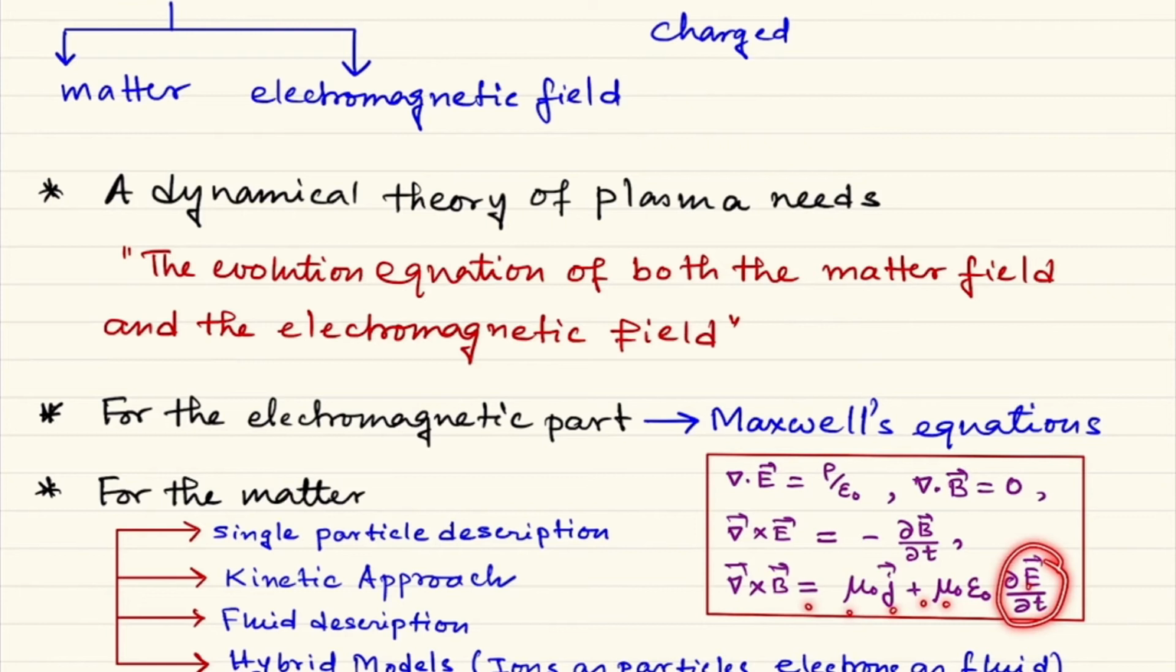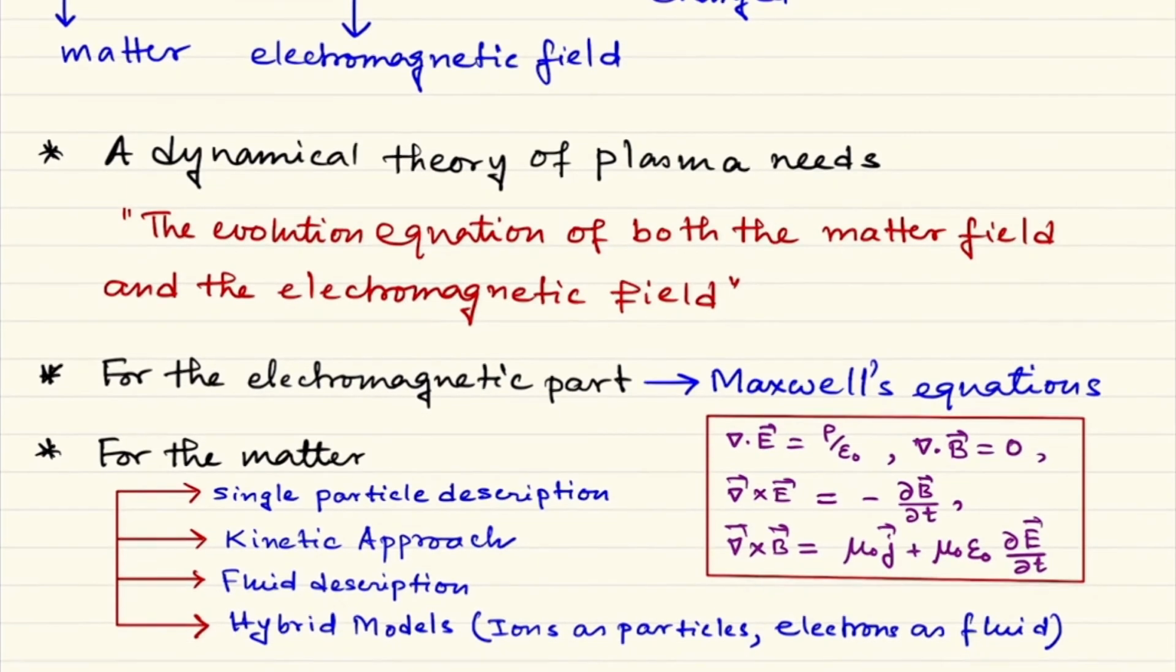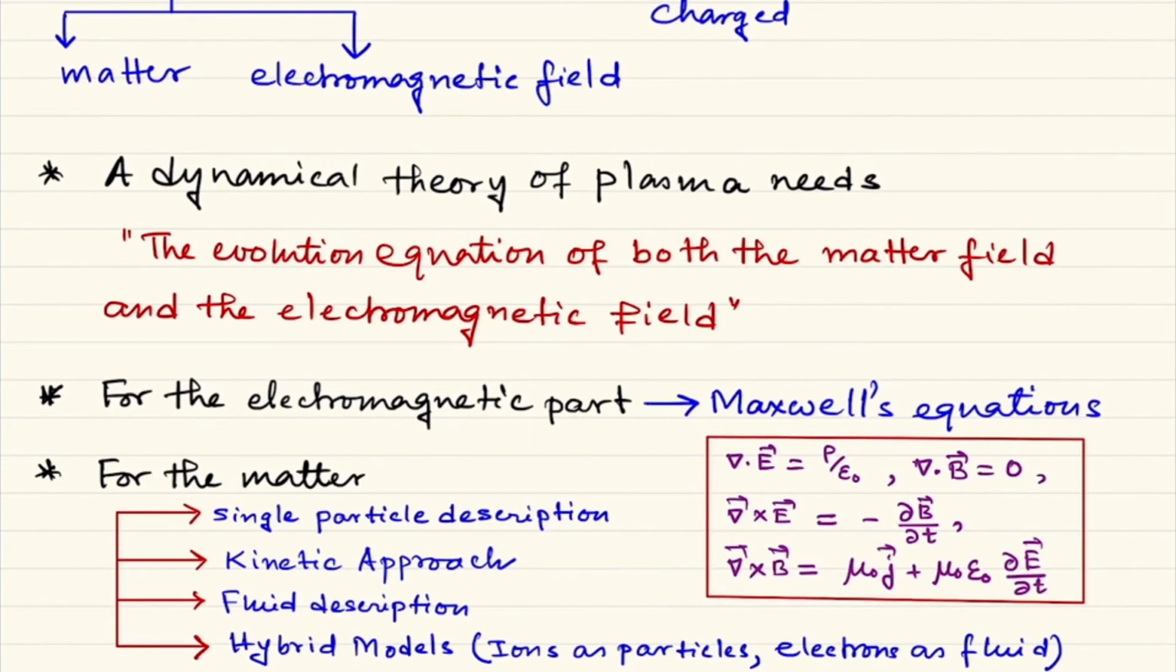This is the famous displacement current term. E is the electric field, B is the magnetic field, rho is the charge density, J is the current density, mu 0 is the free space permeability, and epsilon 0 is the free space permittivity. I hope all of you know about all these things, so I am not going into this.